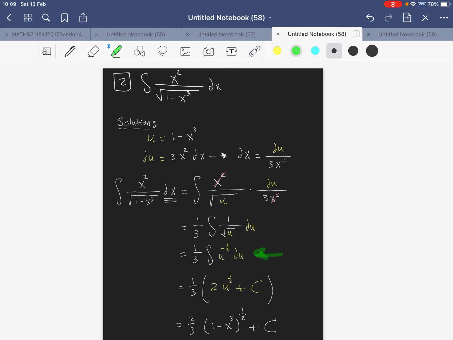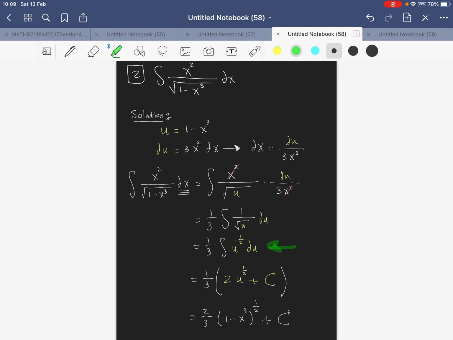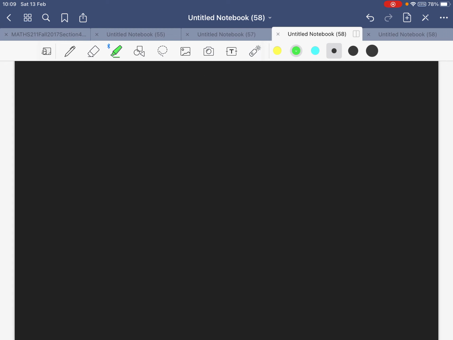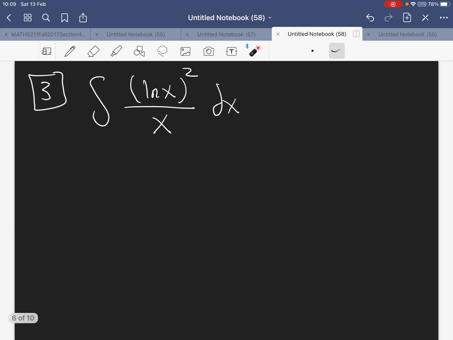Let me go to the next question, which is this one. Of course, if you look at this integral, this is not one of the list, so we have to use the substitution. So we have to look at an inner function with the derivative almost in the integral. Now, I can see here that ln x is the inner function. It's inside the square. So this could be a good choice for my u.